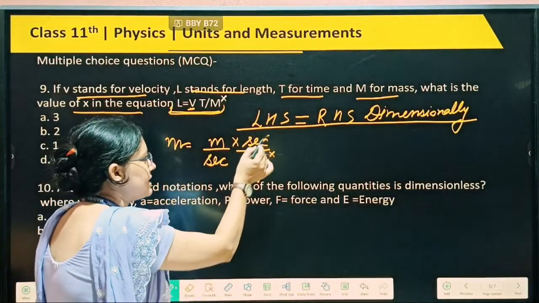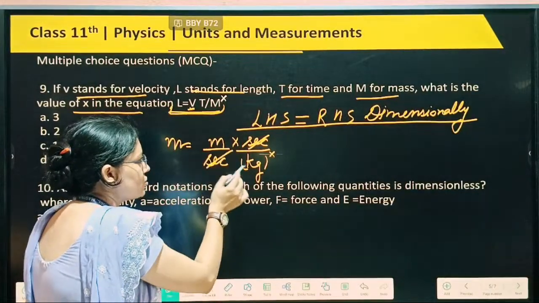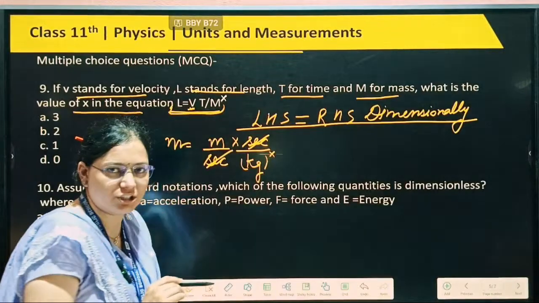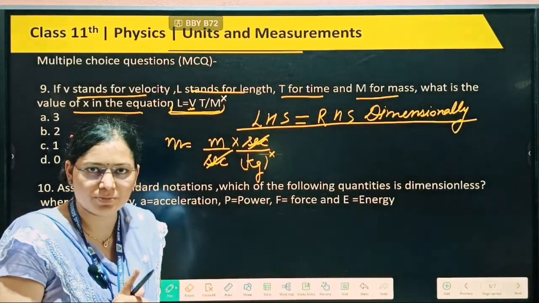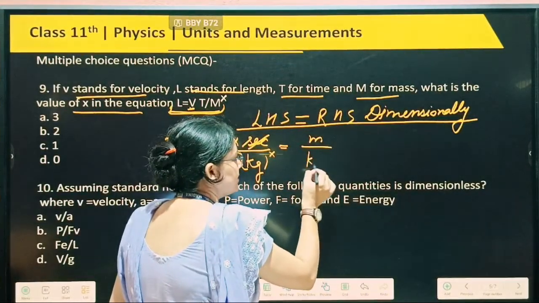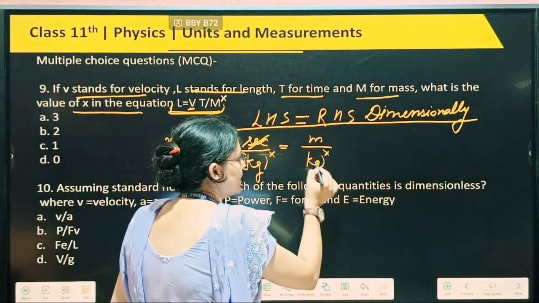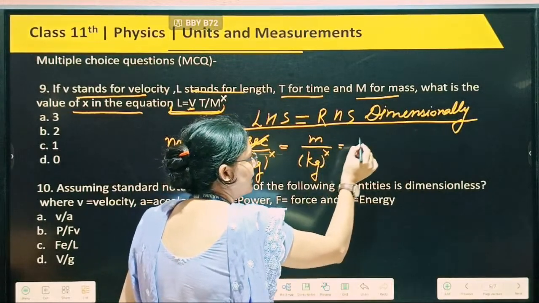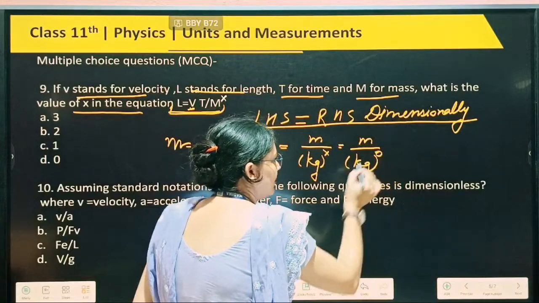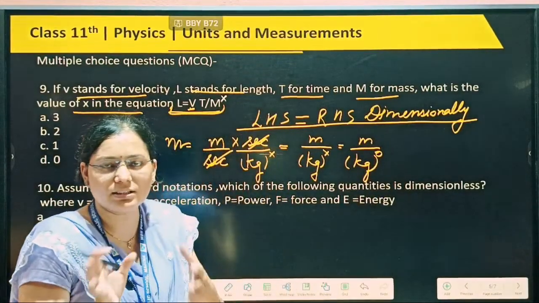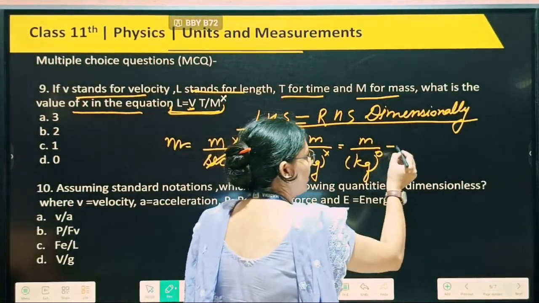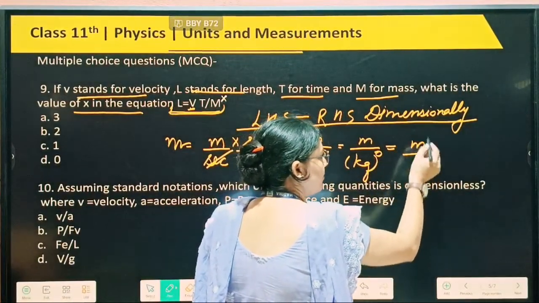So check here, beta, second and second cancel out. Here only meter should be left. That's why if we take its power as 0, then we can call it 1 only. Yes or no? Here left is beta, meter by kg raised to power x. If we write kg with power 0, then any term having power 0 we will write as 1 only. So here 1 is left, then only meter is left.